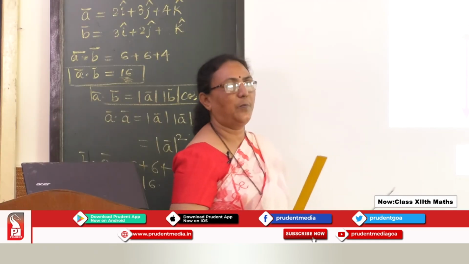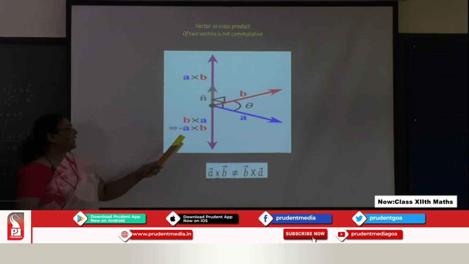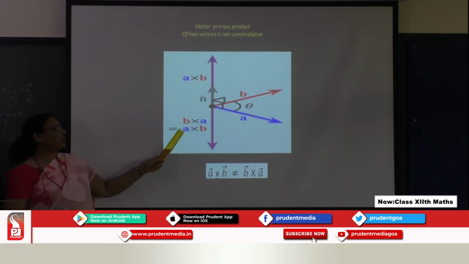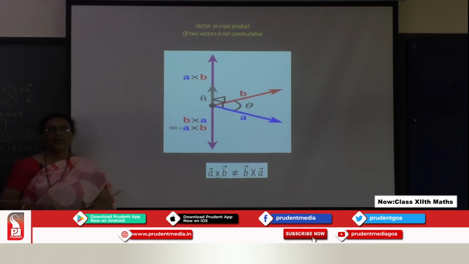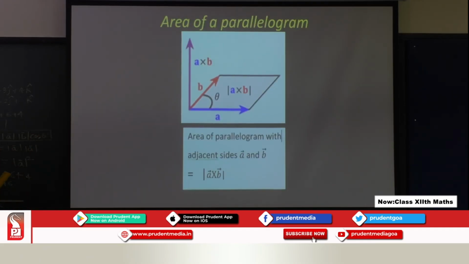It is not commutative. Dot product is commutative. This is not commutative. B cross A and A cross B, how are they related? They are minus of each other. If you want to equate both, then you have to write a minus sign. So the cross product is not commutative, whereas the dot product is commutative.